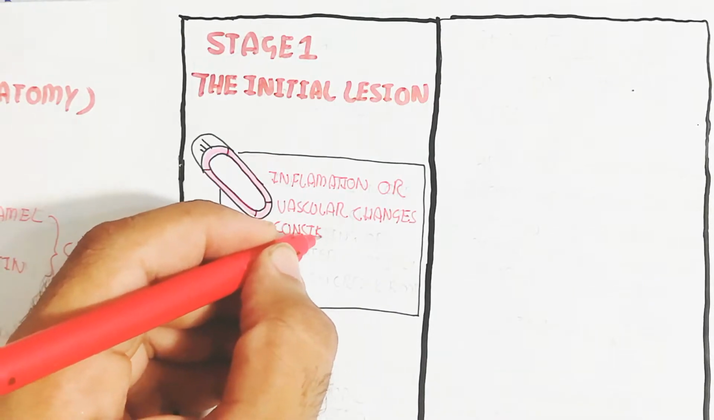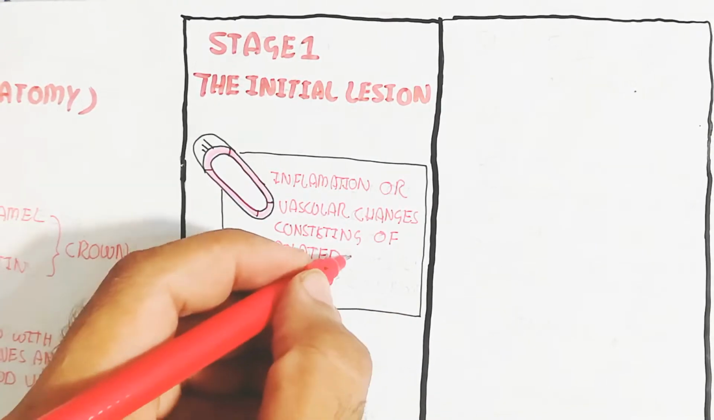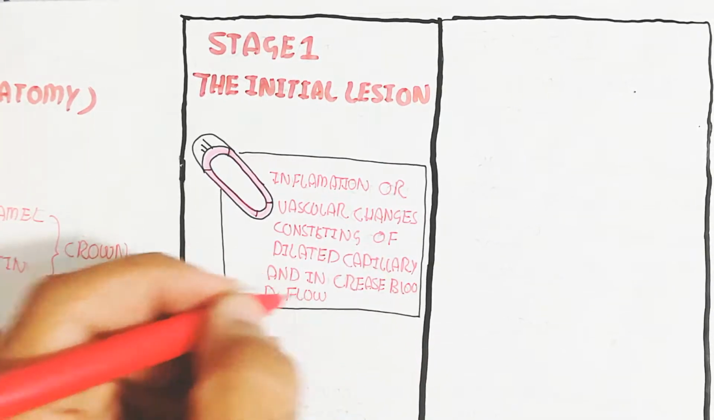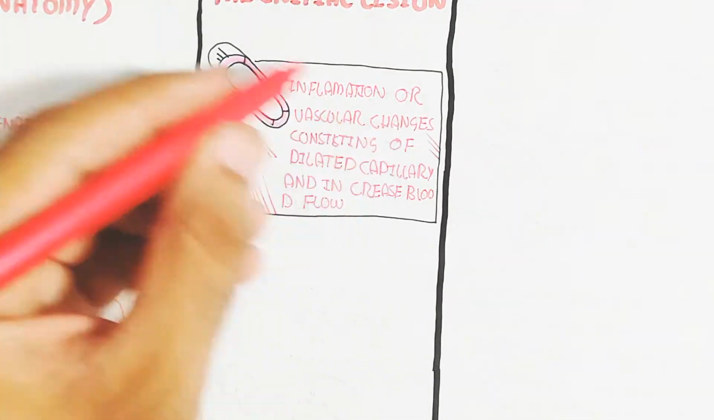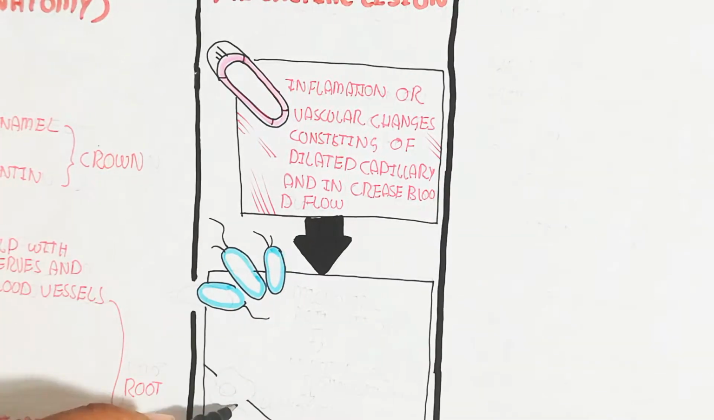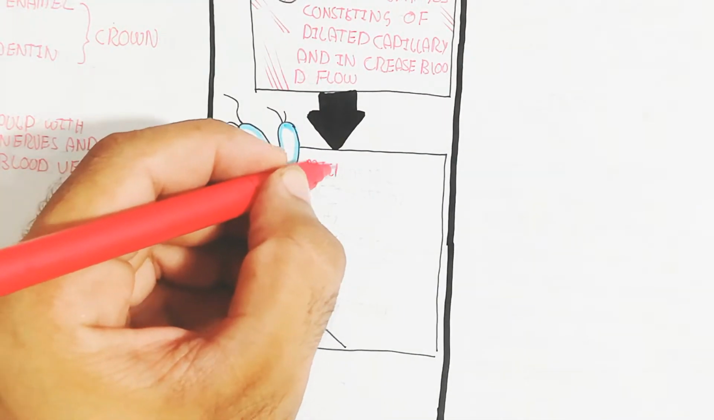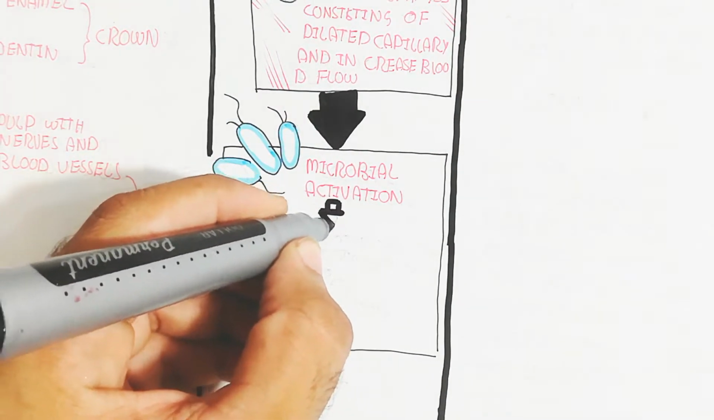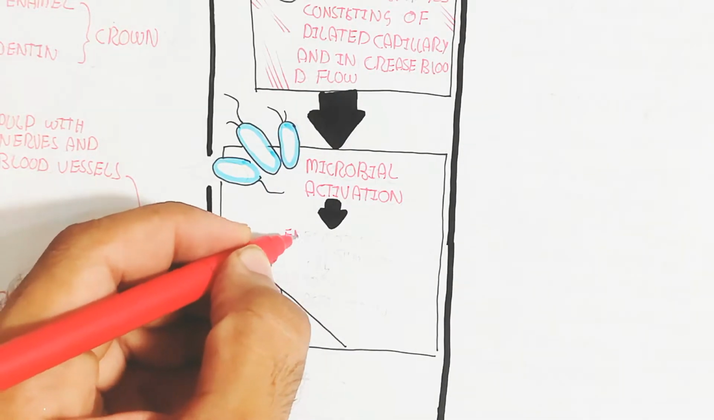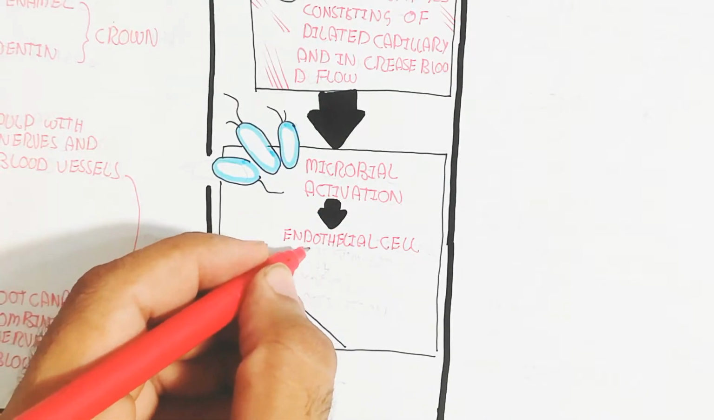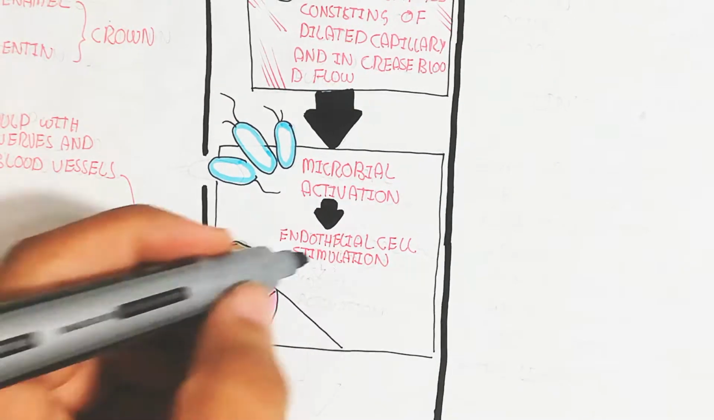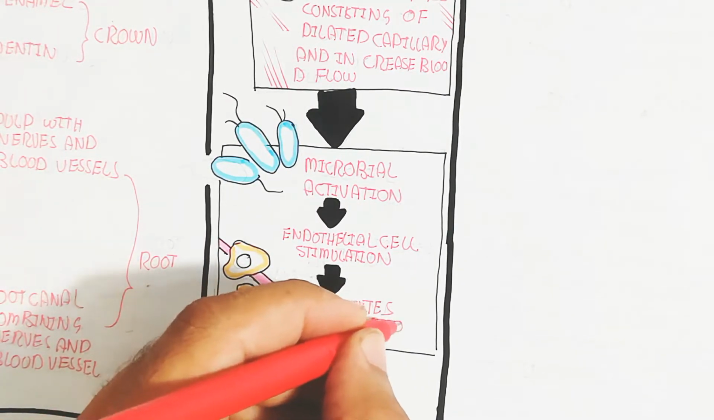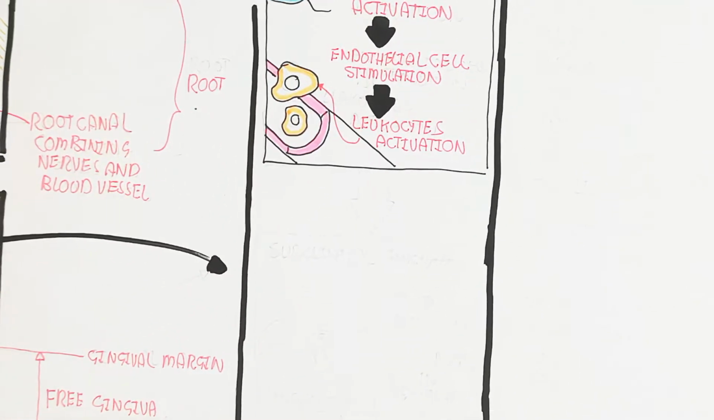increased blood flow. When blood flow increases, the facilitation of leukocytes will lead them to move to the infection site. After this movement, the microbial activation will occur, and the immune cells are activated due to endothelial cell stimulation, which leads to leukocyte activation. After the leukocyte activation, the inflammation will enhance, and the immune cell activation will lead to inflammation and pain due to the production of cytokines and inflammatory mediators.